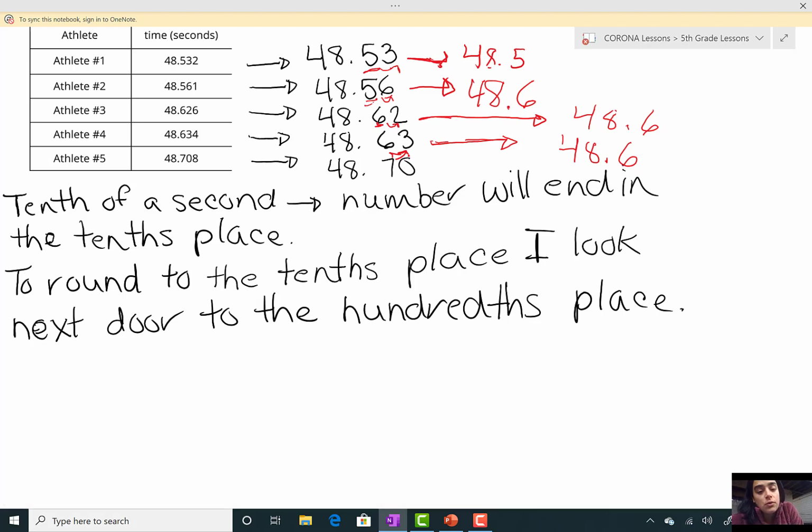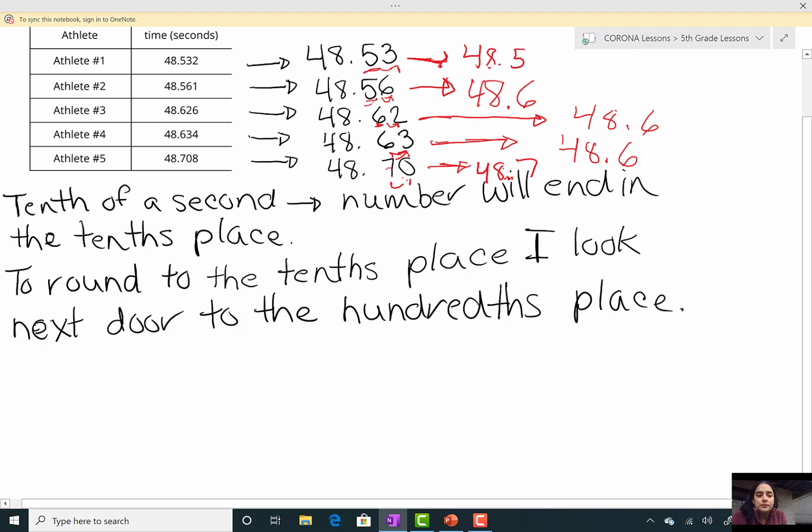Okay, let's look at the last athlete. Their time, according to the hundredths place right now, is 48 and 70/100. I have a 7 in the tenths place, and I look next door, there's a 0. So that 0 is not going to do anything to that 7 in the tenths place. So their time will round to 48 and 7/10. So let's look at what we know.